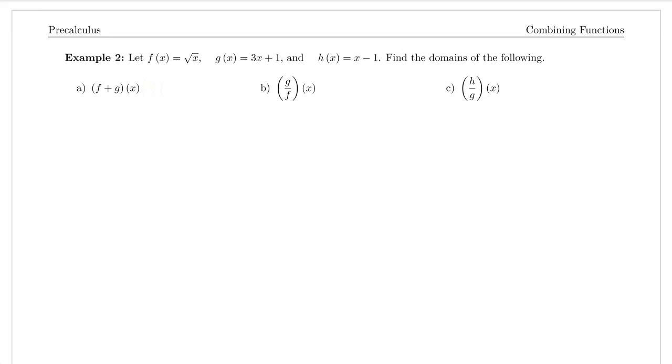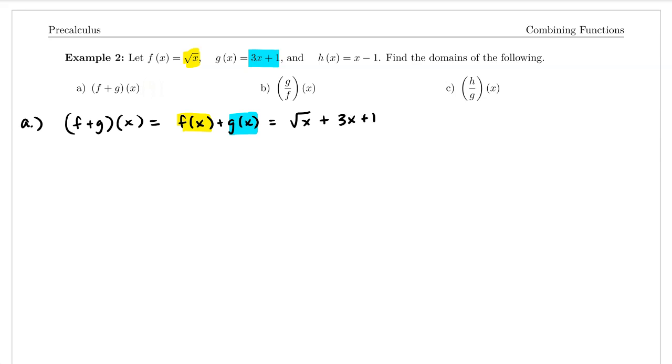So in part A, we are looking at the function f plus g of x, which is equal to f of x plus g of x. I can go ahead and just replace those. So f of x I can substitute in with the square root of x, and g of x I can go ahead and substitute in with 3x plus 1. So I get the square root of x plus 3x plus 1.